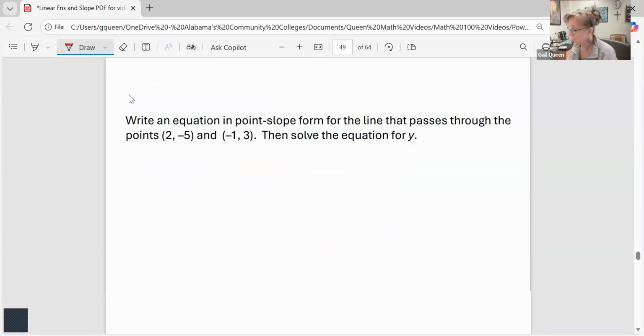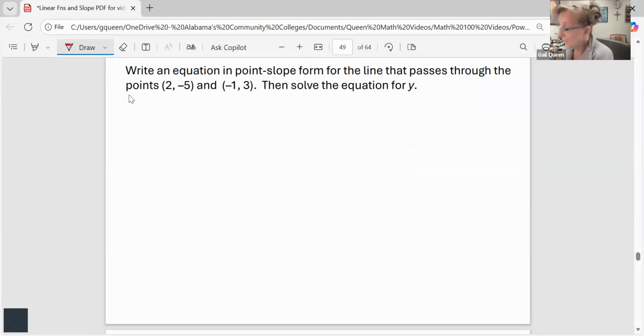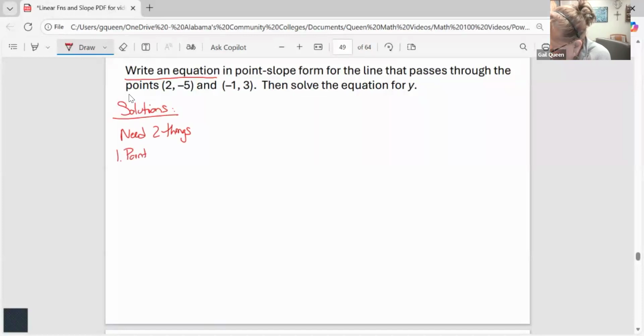Okay, example number 2. This says write the equation of the line. Again, I'm just jotting some notes down. This is how my brain is working. If I'm supposed to write the equation of the line, I need two things. I can't write the equation of the line unless I have two things. One, I need a point on the line. And two, I need the slope of the line.